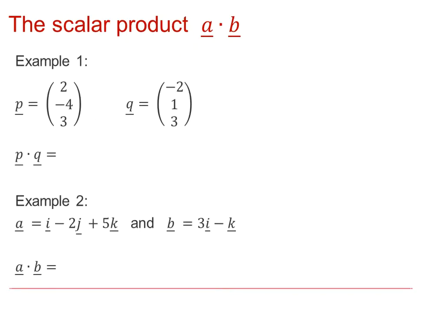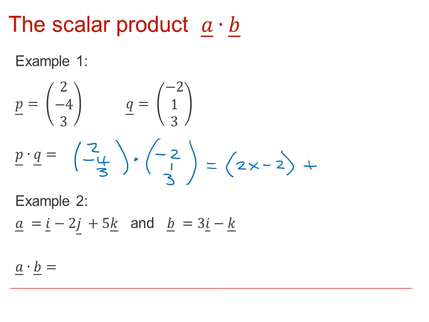Here is an example in 3D where we have that P is (2, -4, 3), and we're taking the dot product with Q, which is (-2, 1, 3). So again, using brackets to make sure we get our signs correct, that would give us 2 times -2 plus -4 times 1 plus 3 times 3, which is -4, and then another -4, plus 9, which would give us a scalar product of 1.